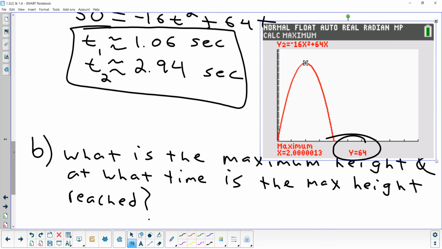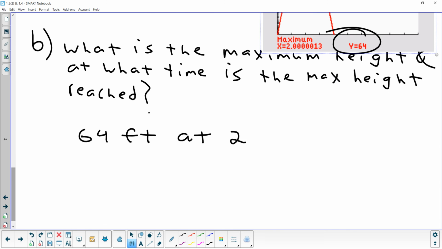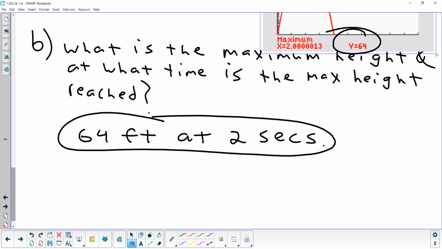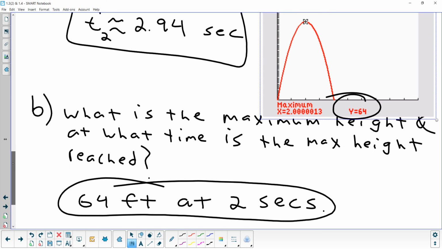When does it hit 64 feet? At about what time? Yeah, 2 seconds. It is 2 seconds. So it hits 64 feet at 2 seconds. So once you get the initial algebra set up, we use the calculator to do the whole thing. No quadratic formula on that. Okay, any questions on anything we did for that problem?